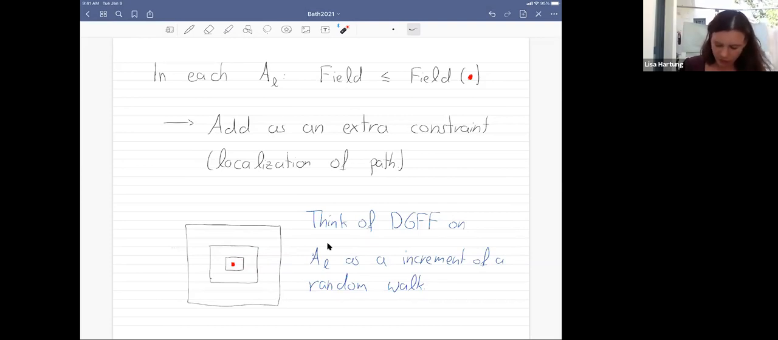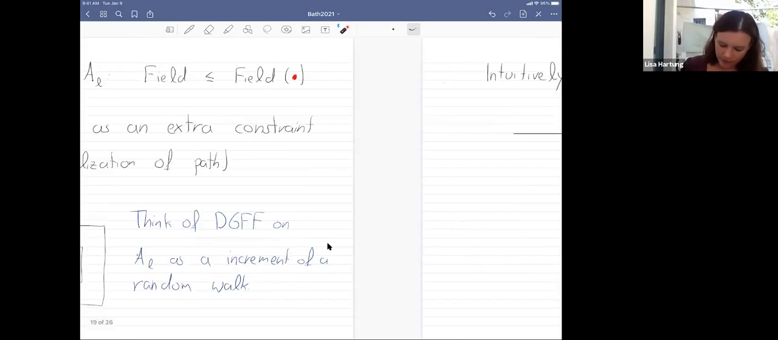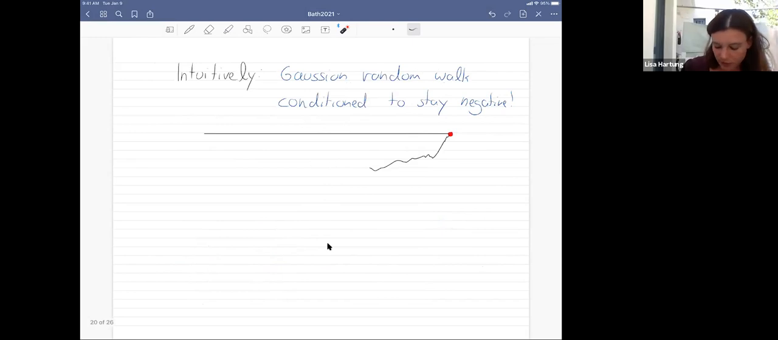So each annulus somehow represents one increment. And then somehow what we see, very intuitively, is something like a Gaussian random walk that is conditioned to stay negative. This staying negative comes from the fact that your field in all the annuli should be smaller than the field in the middle, where it's the highest.